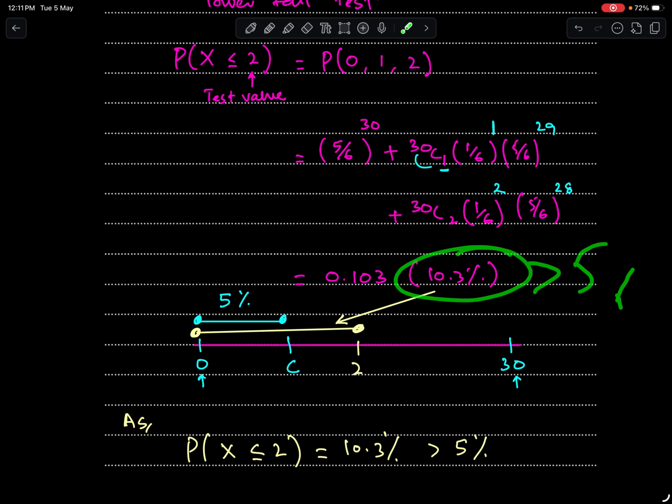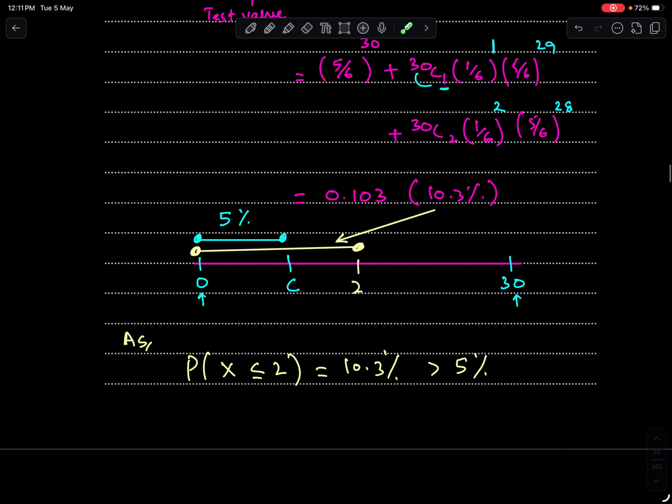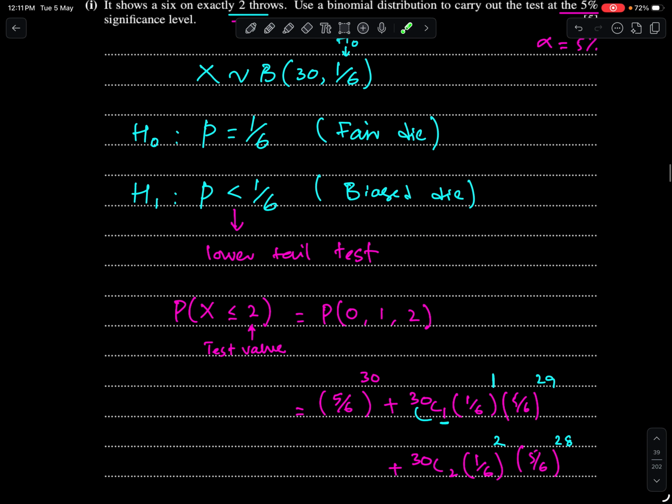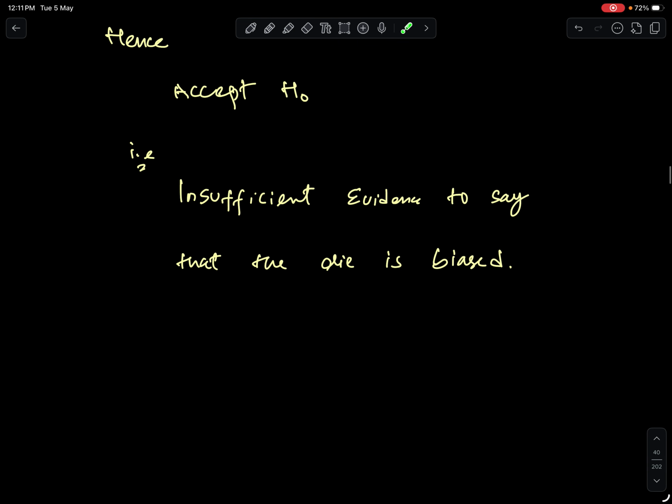10.3% is greater than 5%. So 2 is outside the critical region. Therefore accept H0. And conclude in this way: there is insufficient evidence that the die is biased. Since we accept H0, conclude in this way: insufficient evidence that the die is biased.